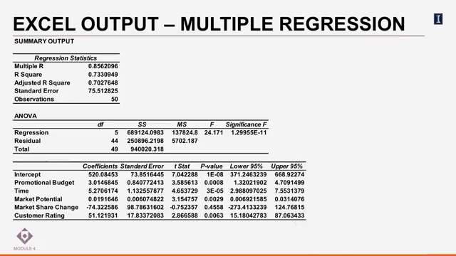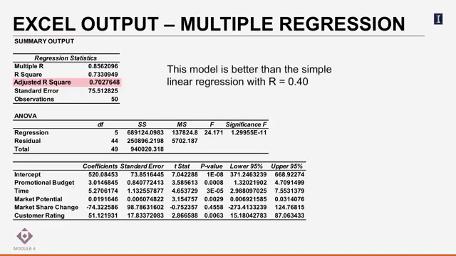Here's the output for the multiple regression. Here, the adjusted R-square is 0.70, which means the model now can explain 70% of the variation seen in sales, as compared to the simple linear regression where we could only explain 40% of the variations. So the new model is definitely better than the simple linear regression model.